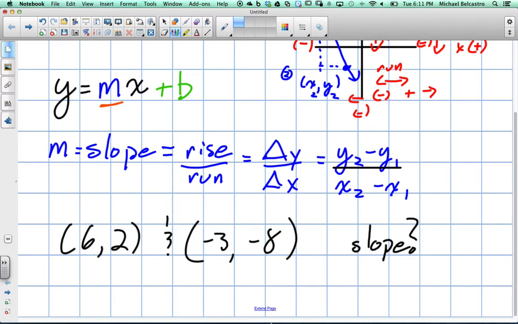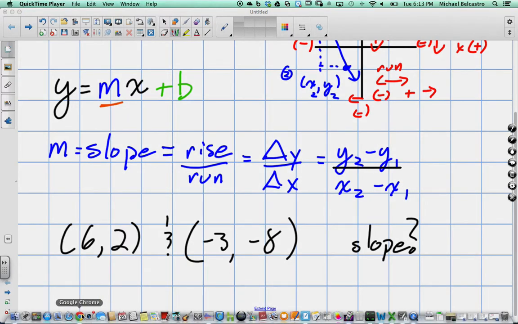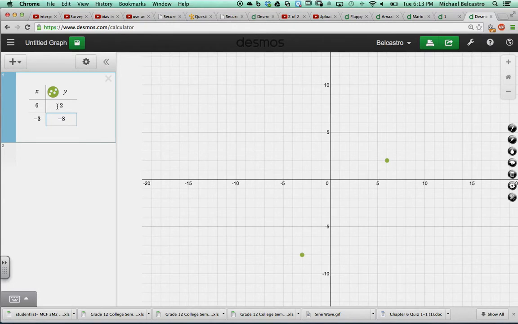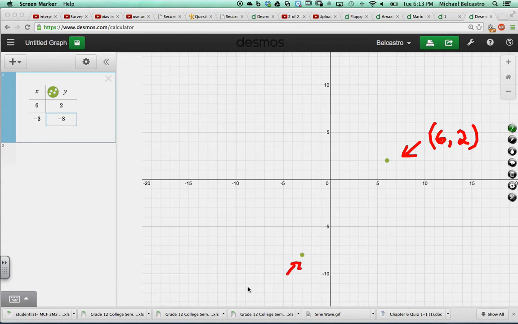In fact, what we're going to do is bring up Desmos here. We're going to go into our graphing calculator program. I've plotted the 2 points. 6, 2, which is this point here. This coordinate here represents 6, 2. And then our other coordinate was -3, -8. And that's this coordinate here. It's at -3 and -8.